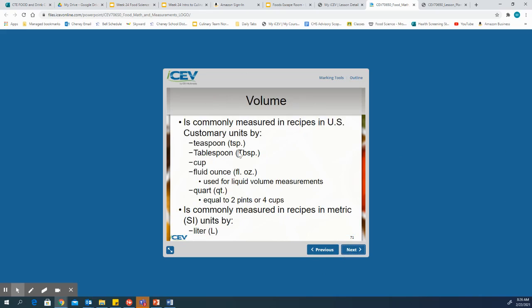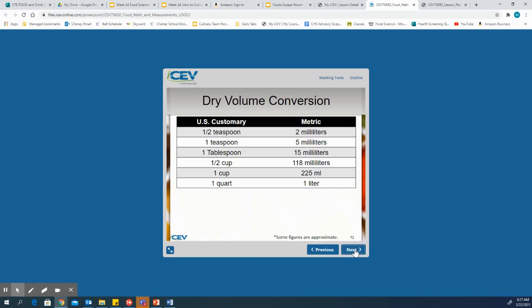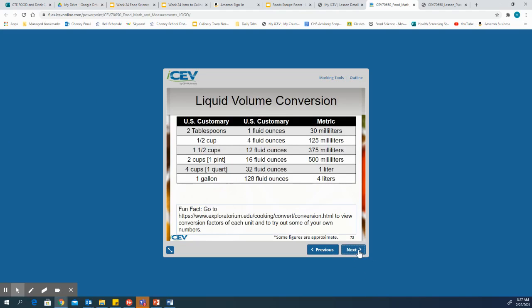All right, next we have volume. In the US customary and in the recipes you'll see in our class, you'll see different units like teaspoon, tablespoon, cups, fluid ounces, and quarts. And in the metric system, they use the unit liter. Here are the dry volume conversions, and here's your liquid volume conversion.